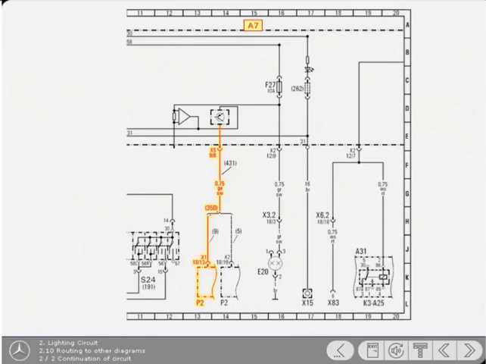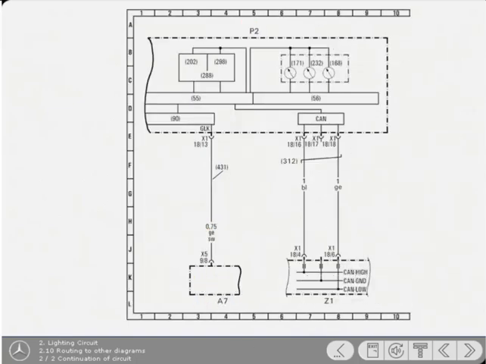In this instance, it's the base module A7. Now, to call up the instrument cluster wiring diagram, click on designation P2. To find the link between this and the previous diagram, simply look for designation A7, the base module. For simplicity of following the circuit, the only connection shown on the base module is that which connects the bulb monitor control unit to the instrument cluster.